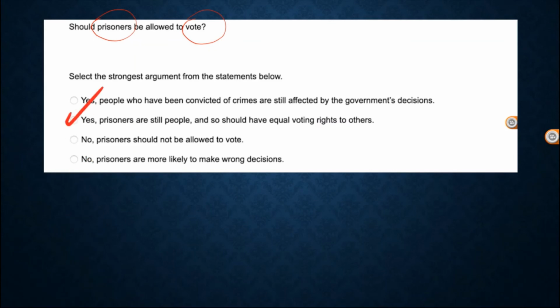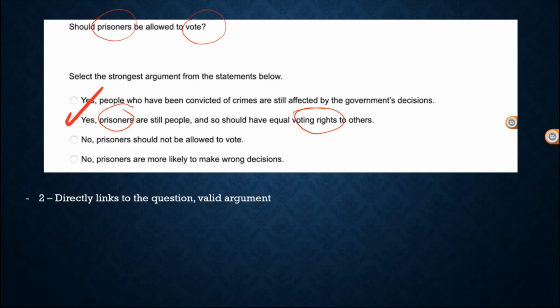Well, it would be the second option. This is because it directly links to the question. It includes prisoners and voting rights, and it makes a valid argument. That's why it's the right option. Prisoners are still people and so should have equal voting rights to others. So that makes a valid argument and therefore is the right answer.